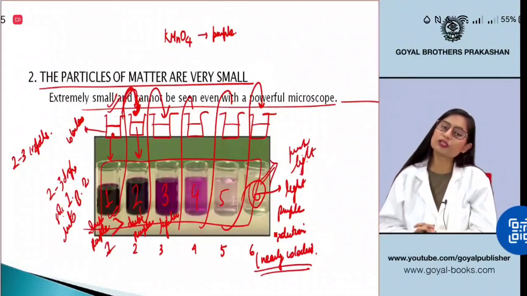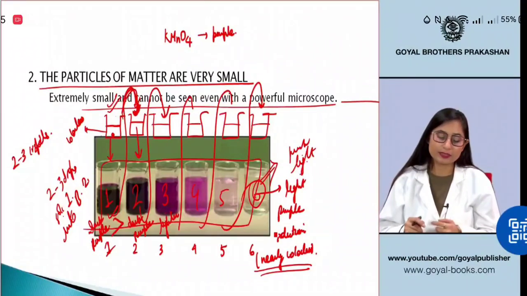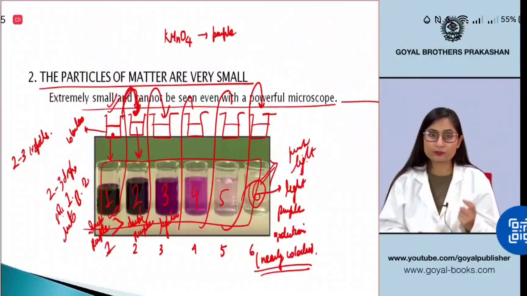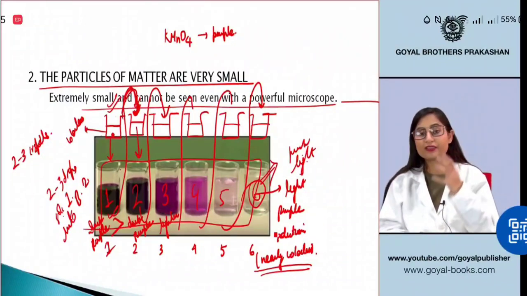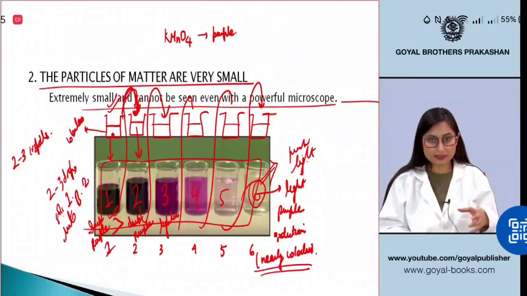So, what did we learn in this lecture? We learned that matter is made up of very tiny particles, and these particles are very small. This is what we learned. In the next lecture, we will be discussing the characteristics of particles of matter.